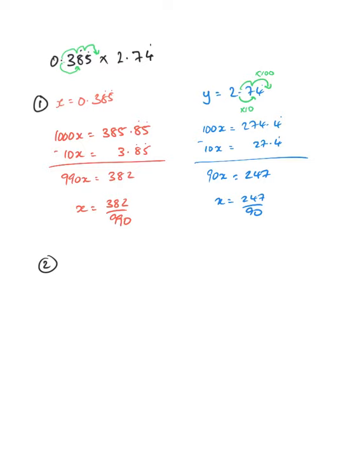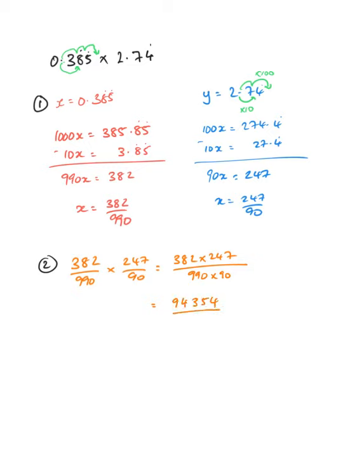Okay, so now all I need to do is find the exact value when I multiply those together. So I'm going to use my fractions knowledge rather than trying to put it in the calculator and just getting an approximate answer. So 382 times 247 on the top, 990 times 90 on the bottom. If you need to go back and remind yourselves how to deal with fractions, please do so. So on the top that gives me 94,354, and on the bottom it gives me 89,100.